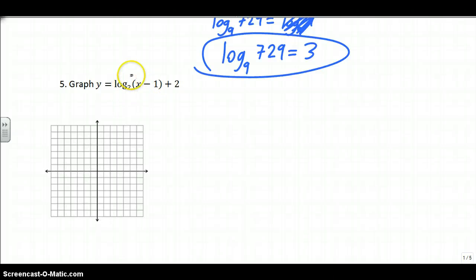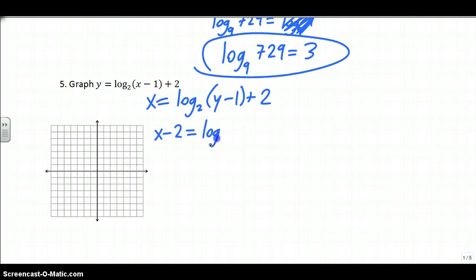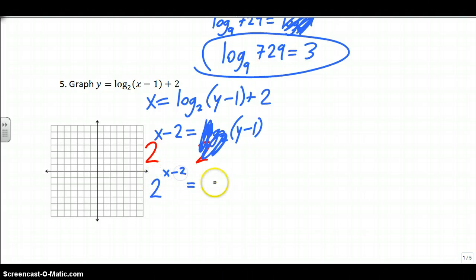Fortunately for us, we remember that logs and exponentials are inverses of each other, right? As highlighted by the previous problem, they're inverses. So I can actually switch the x and y. You guys remember switching the x and y from a long time ago, quarter 3 in fact. Now I have to get y by itself, so I'm going to subtract 2. Now that I have the log by itself, I can feel free to bump that base. The base is 2, so that means I'm going to bump it. These two cancel each other out, so I'm left with 2 to the x minus 2 equals y minus 1.